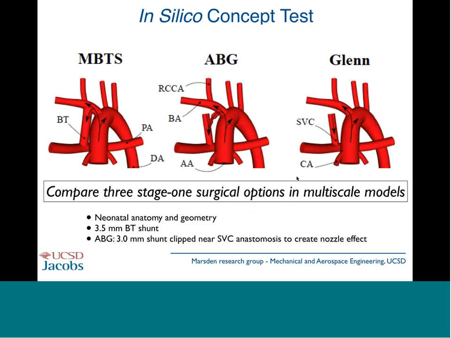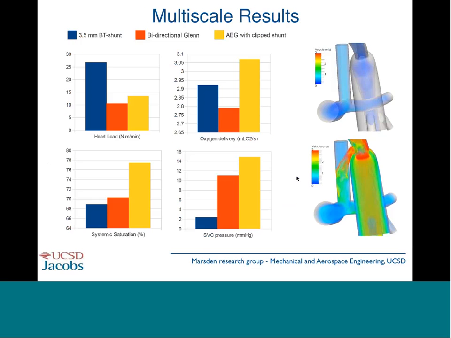So we used simulation to compare the 3 different surgical options: the traditional VT shunt that's performed now, the ABG that we're proposing, and the Glenn surgery that's currently done at a later time point, at 3 to 4 months of age. And so the results of our simulations have been very promising. These were just published in the Journal of Thoracic and Cardiovascular Surgery in September. We were able to show in simulations, again, that we did reduce the cardiac workload by about half.